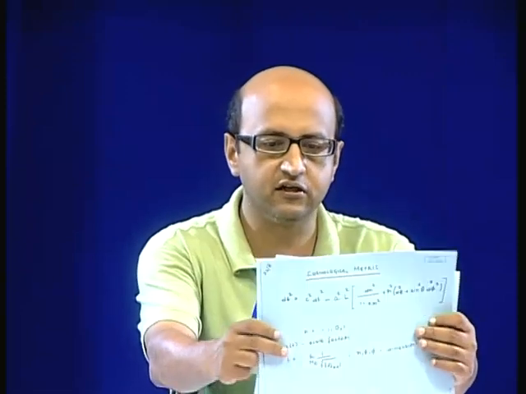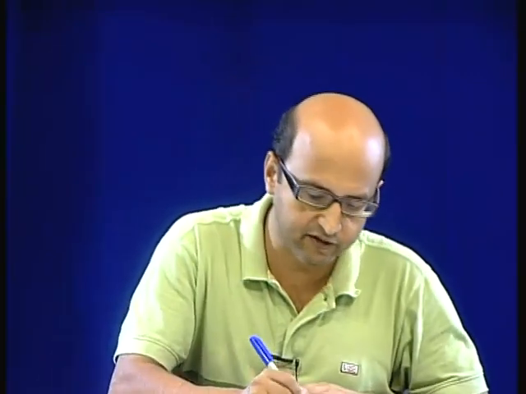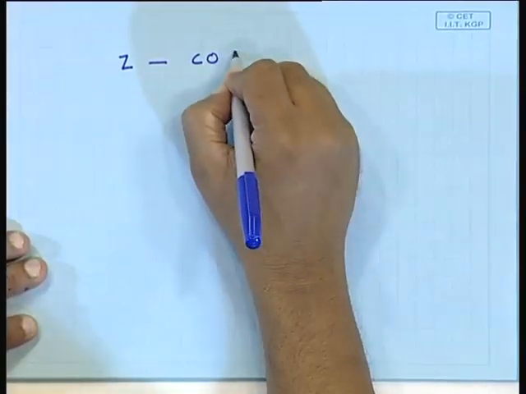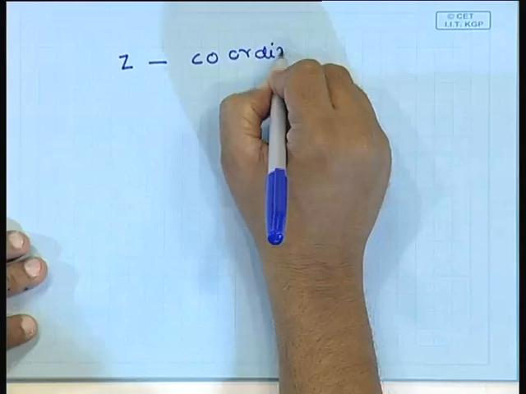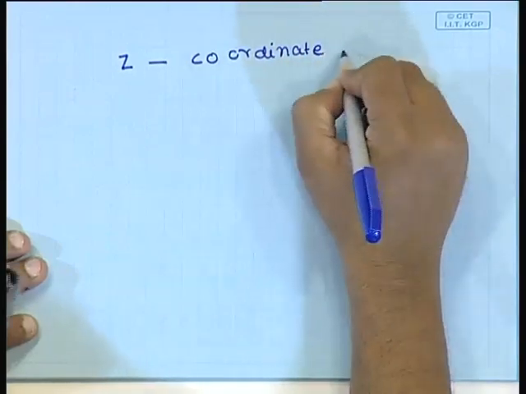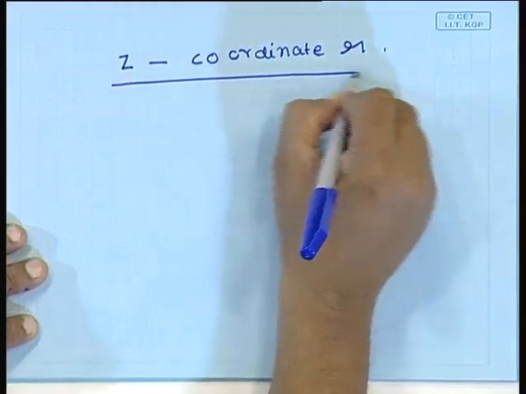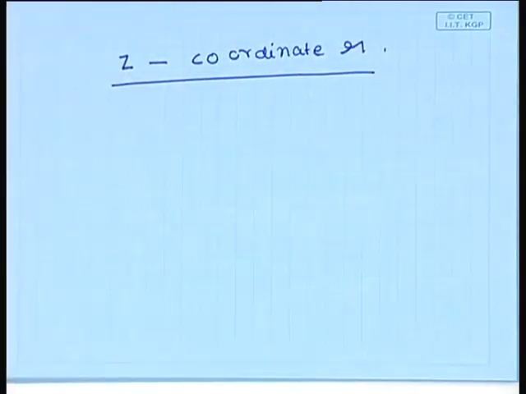The next question that we shall address is what is the relation between redshift and the coordinate distance. So, we would like to calculate the relation between the redshift z and the coordinate r, that is the coordinate distance. So, let me first define what the problem is.